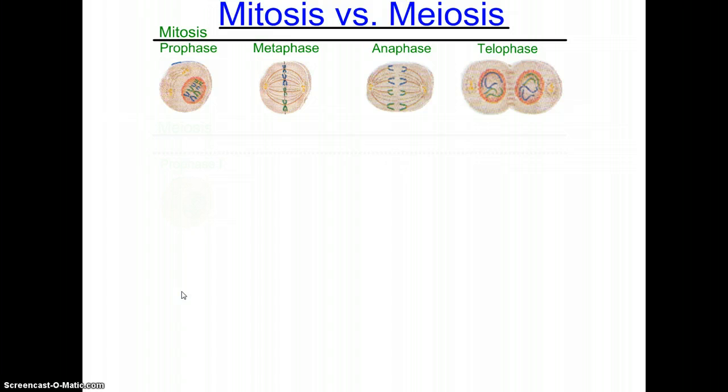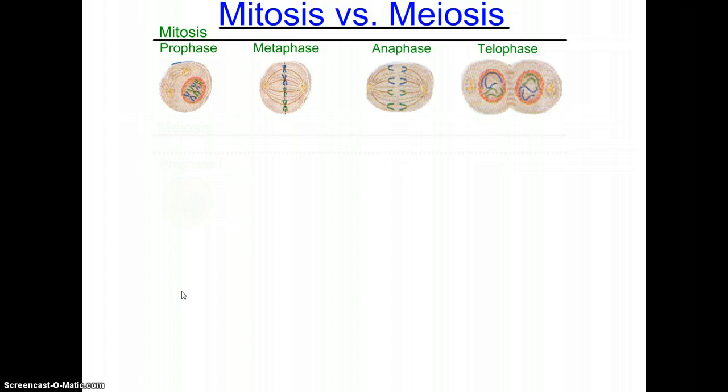Who can tell me what they are without looking at the board? Prophase, metaphase, anaphase, and telophase. Thank you. How do you remember that? Pretty men always talk. Now, that's mitosis, right?